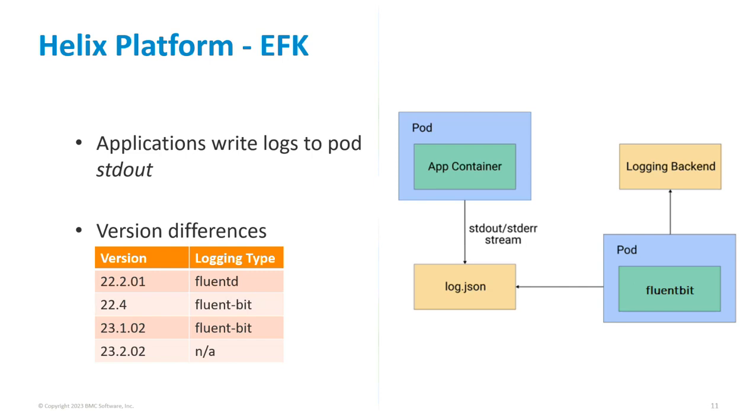It's changed across the different versions. The 22201 release was the last one that used the Fluent-D daemon set. We've moved to having Fluent-bit, I think as part of the Helix logging namespace, and then in 23102 the Helix logging moved into the Helix platform namespace. As I just said, in 23202 the Fluent-bit is absent for the moment. It will be back in a future version. We just need to figure out the best way to do it.